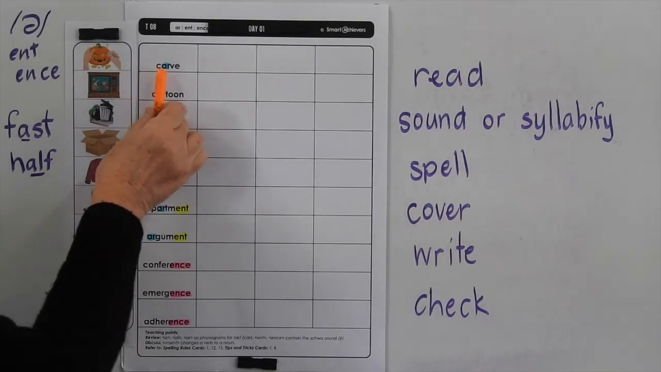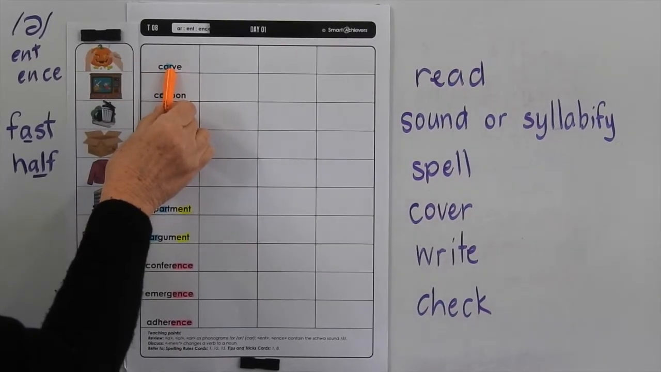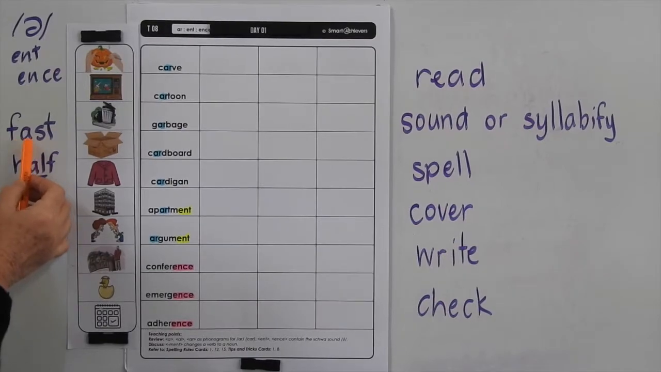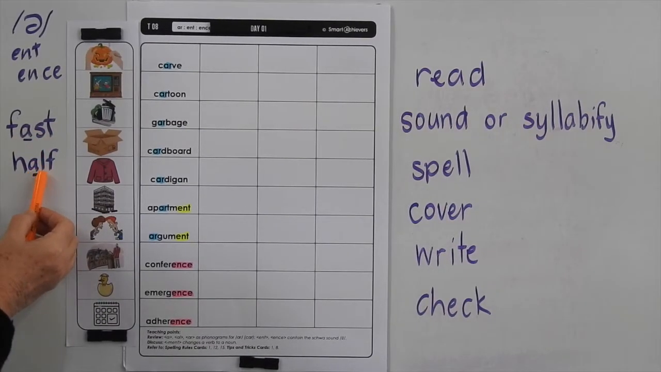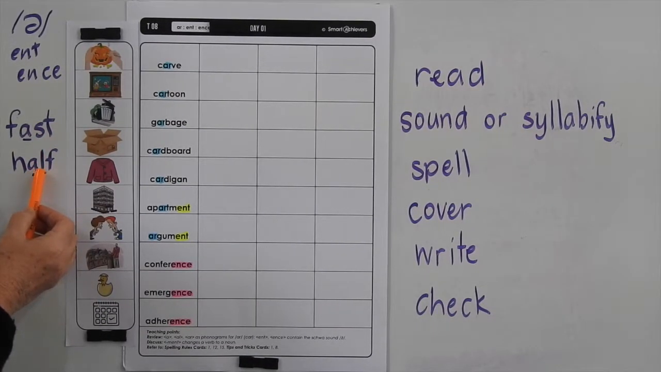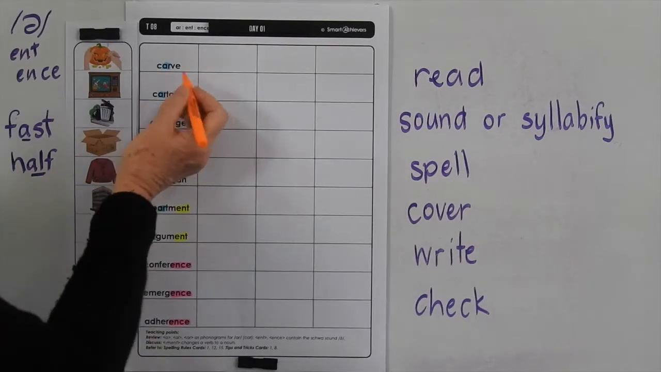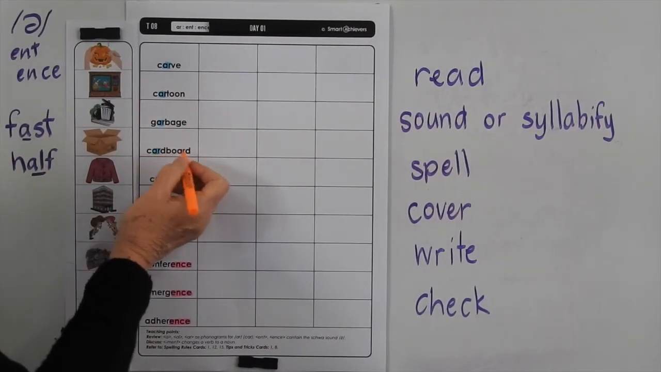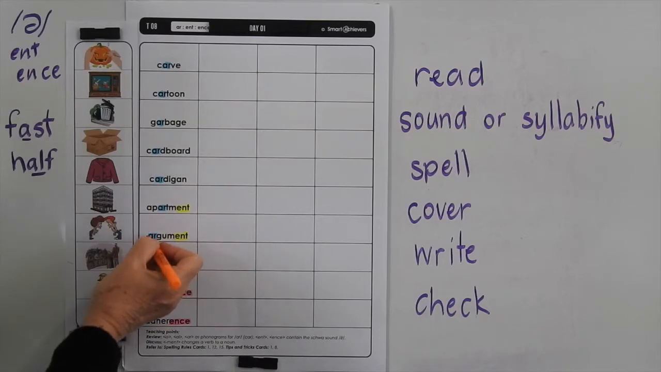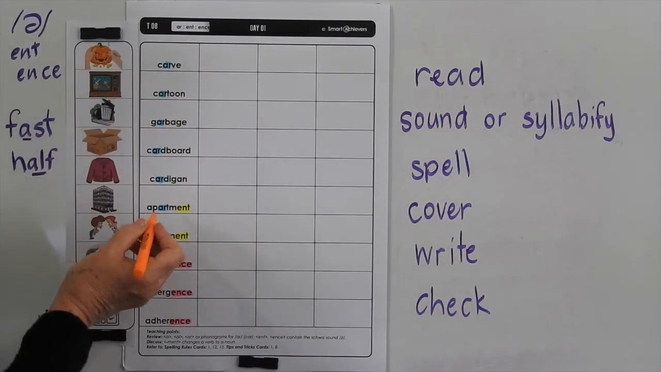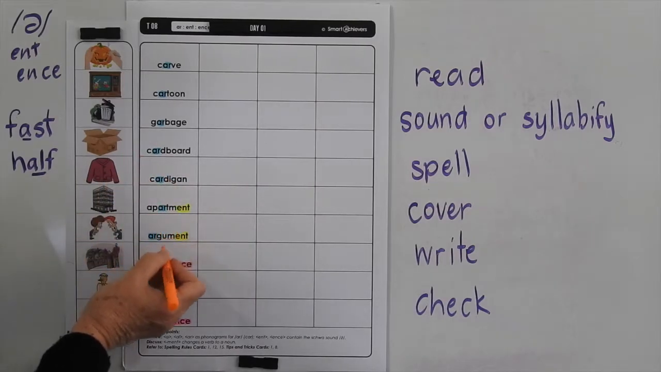In this list we're using the AR for the R sound, and you've previously learnt that the A can make the R sound as in fast, last, etc. and AL can also make the R sound as in half, calf, and another small list of words. So we've got calf, cartoon, garbage, cardboard, cardigan, apartment and argument. You've already learnt some simpler words with the AR in them. These are just getting into longer, harder words.